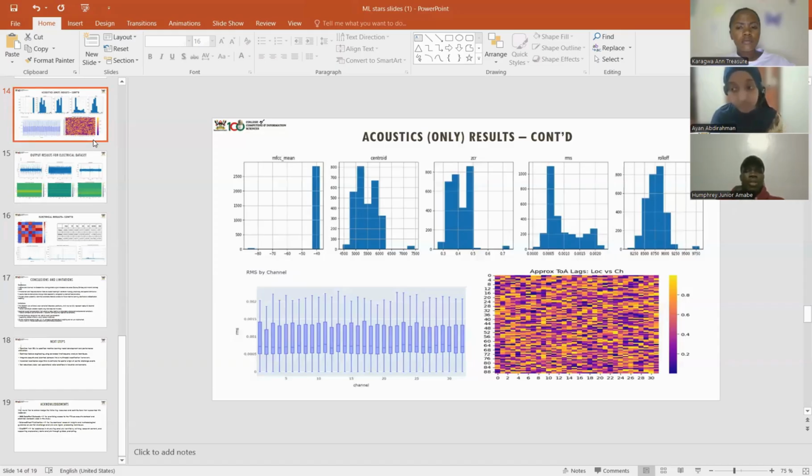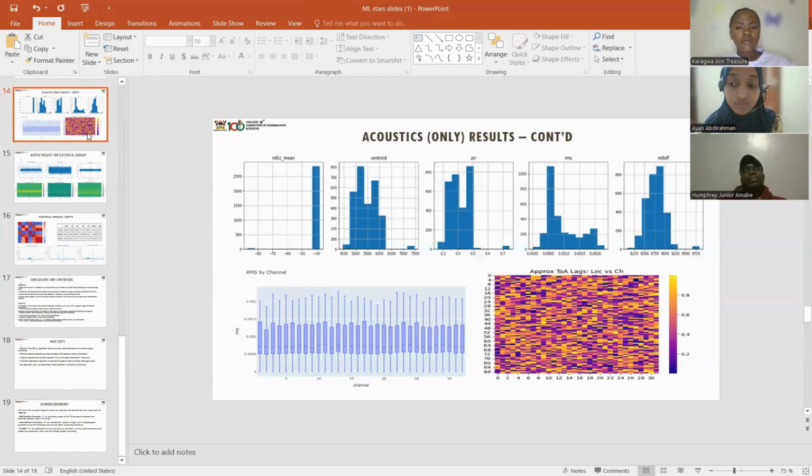And then we also have the RMS histogram. It shows the distribution of signal energy. Most values, as you can see, are low, but there's a tail towards the higher RMS, indicating occasional louder segments, as we previously discussed. This matches the mean amplitude distribution and suggests the presence of both quiet and loud events.